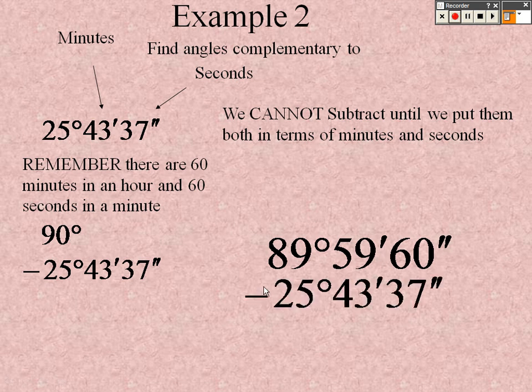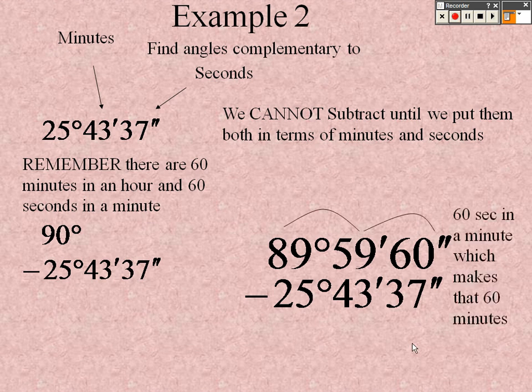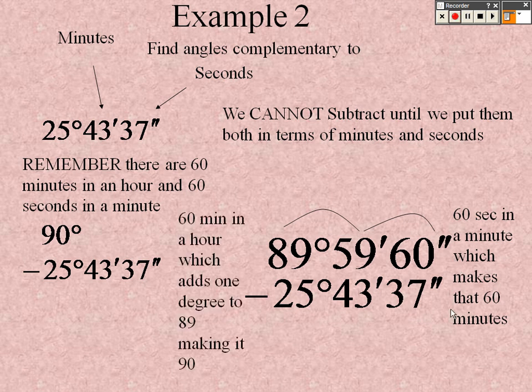So I'm really subtracting these two. So now I can subtract the seconds, and now I can subtract the minutes. Remember, 60 seconds in a minute, and 60 minutes in an hour, which adds 1 degree to 89, making it 90. So when I start subtracting here, I get 23 seconds, 16 minutes, and 64 degrees.